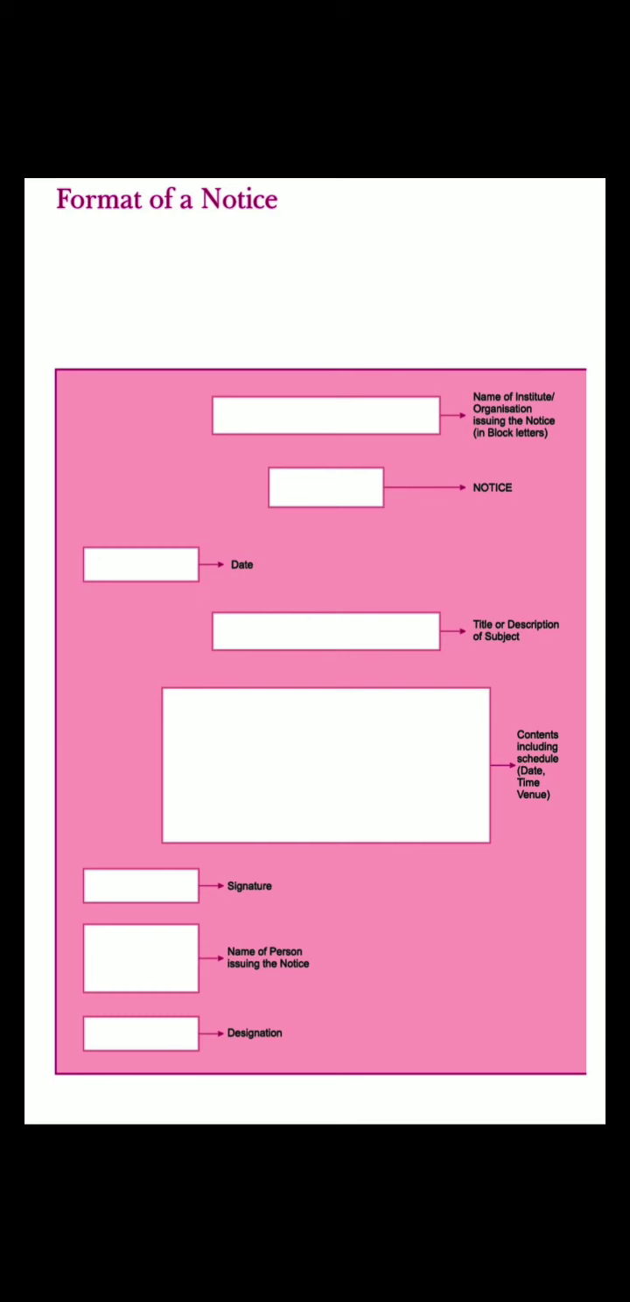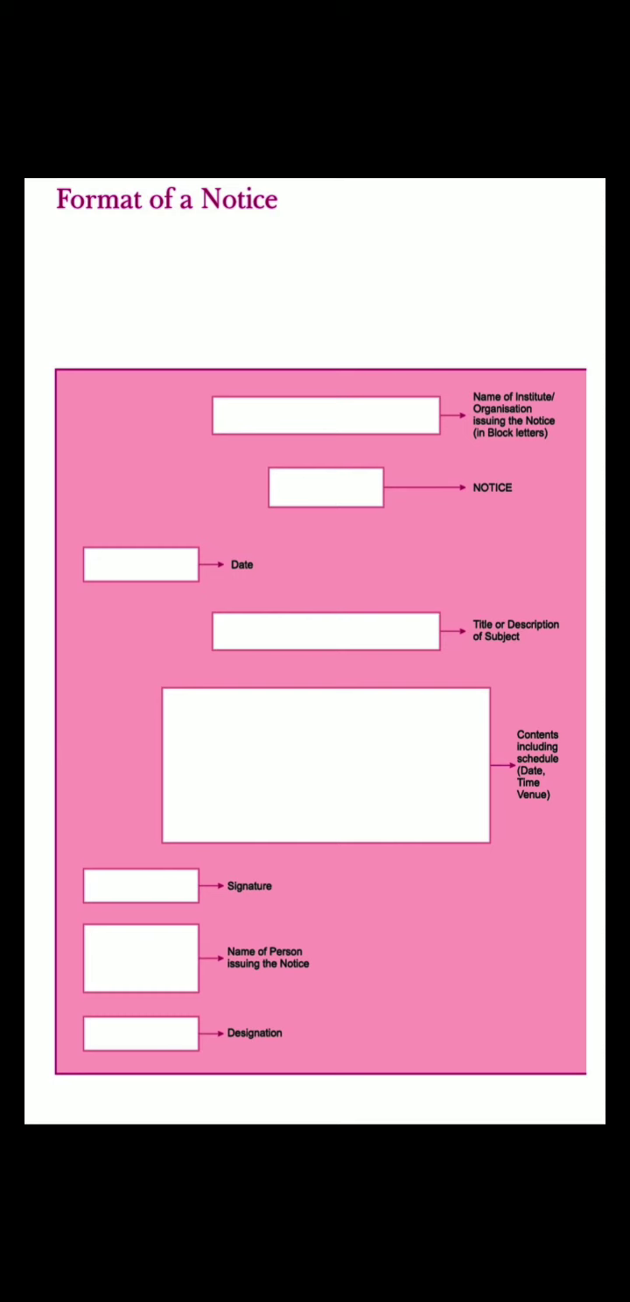The first one is name of institute or organization issuing the notice. This should be written in block letters. Next comes the word notice, which also should be written in capital letters or block letters. Next comes date in the left hand corner, and while writing date, one should be very careful.